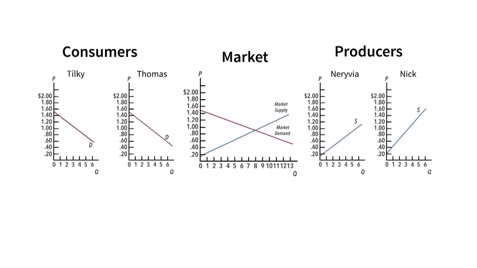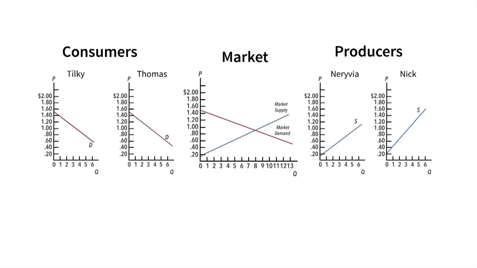So as you can see in the market diagram, the supply and demand curves intersect, and they intersect at a point which gives you the price. It's 90 cents. And you can also see they give you the total quantity transacted in the market. That's going to be 8 roses produced and consumed.